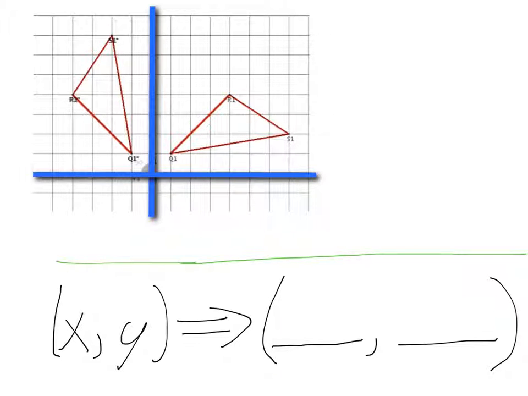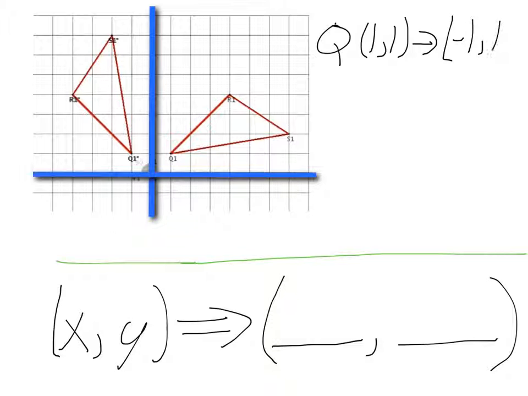Okay, so let's look at Q, for example. Q is located at 1, comma 1, and it goes all the way over here, 90 degrees counterclockwise rotation, to negative 1, comma 1. So I'm going to write that out, negative 1, comma 1. Now it's really important to know this: it's not good enough to just tell your general rule from one specific point. We have to get typically around 2 or 3 to really see what's going on and be sure of ourselves.